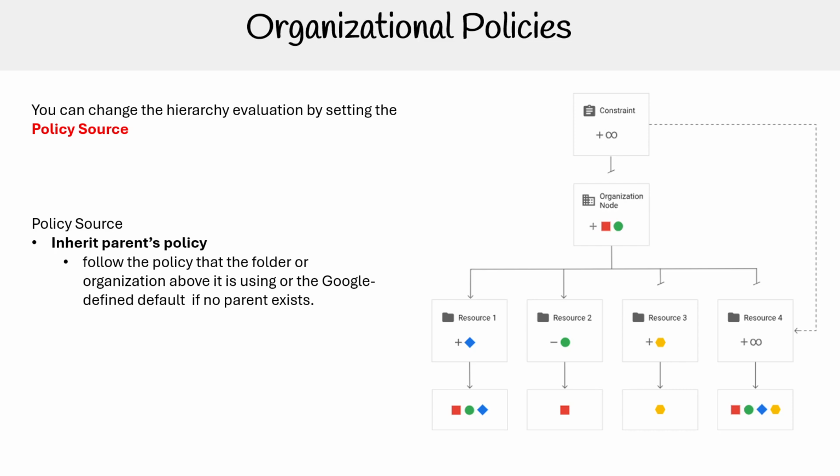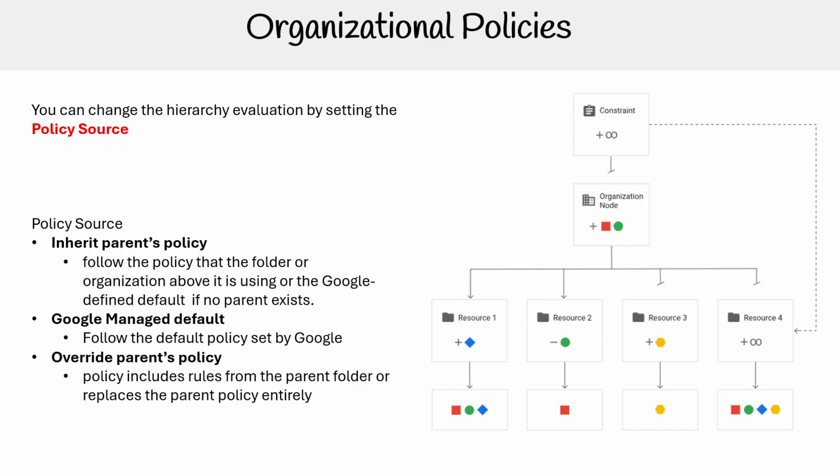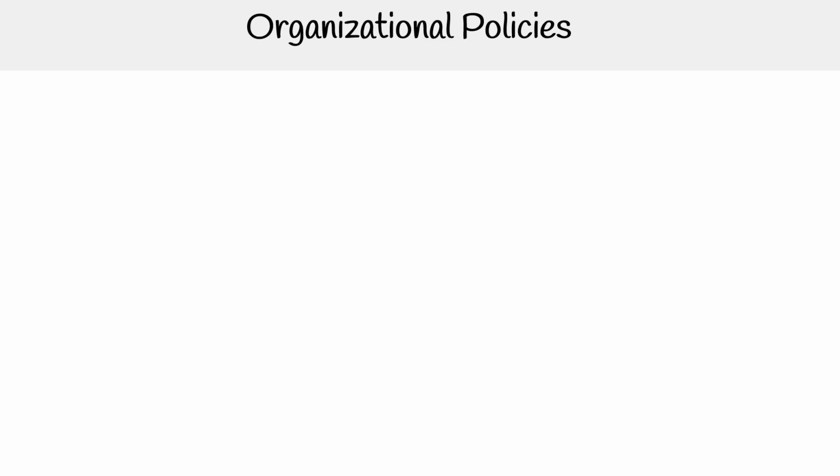We have inherit parent policy, so follow the policy that the folder or org above it is using, or the Google-defined default if no parent exists. We have Google managed default, so follow the default policy set by Google. Override parent policy. So the policy includes rules from the parent folder or replaces the parent policy entirely, okay?